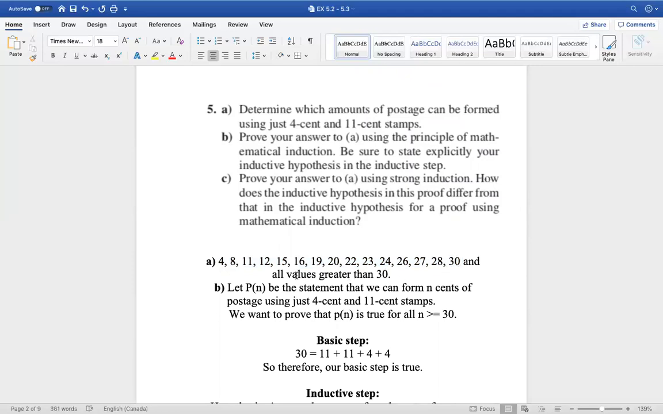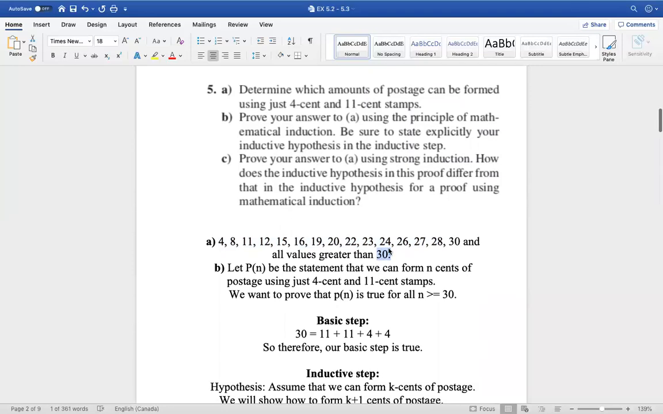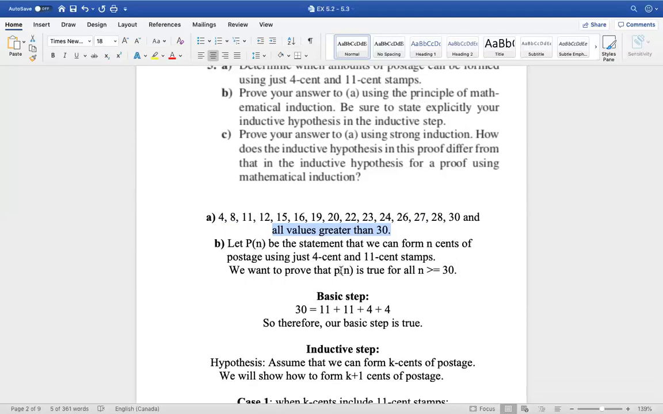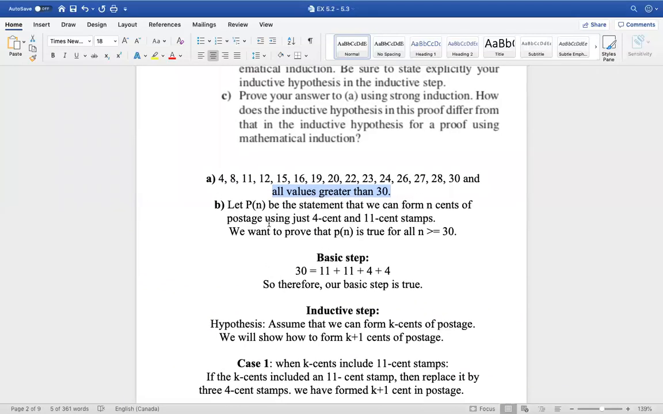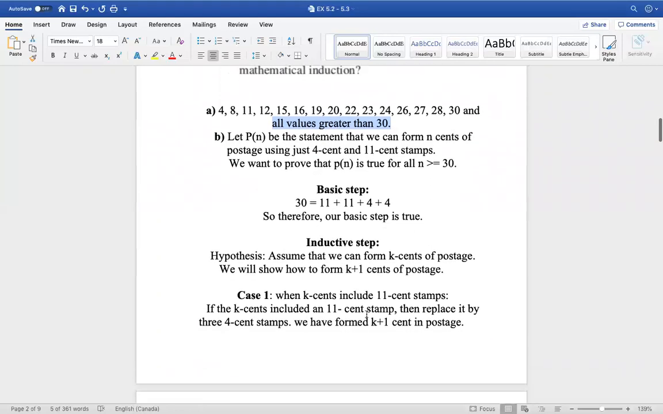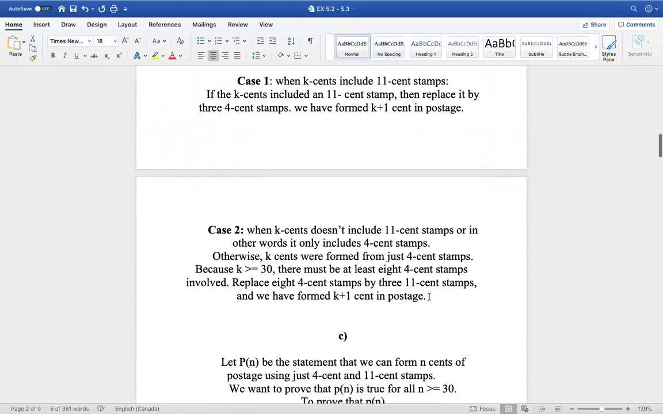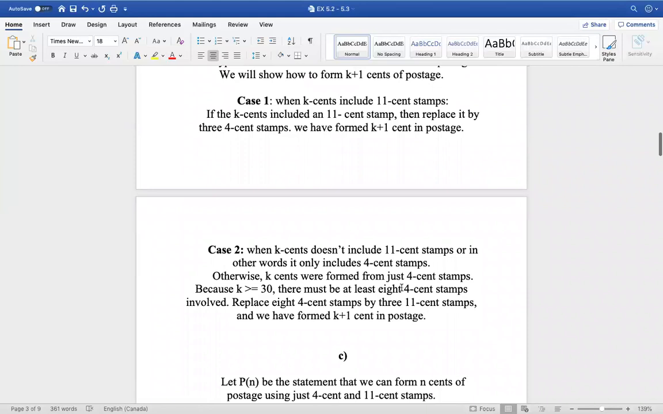But in order to prove that all values greater than 30 work, we are basically proving that step. Can we form, for example, 31? It can be any number, but just for the sake of proof, we are saying that n can be any number greater than or equal to 30. So we are doing the inductive hypothesis here. We have done the basis step and inductive step using weak induction, and found that it is true that we can form any number greater than or equal to 30 using 4-cent and 11-cent stamps.